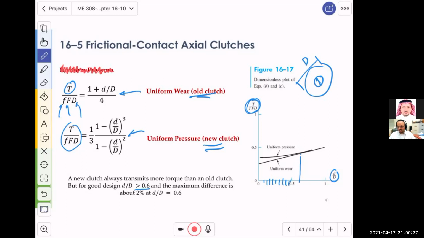which is great. That's what you want, right? You want it always to maintain its capacity. So this is a very interesting recommendation. All right, ya shabab? Okay.